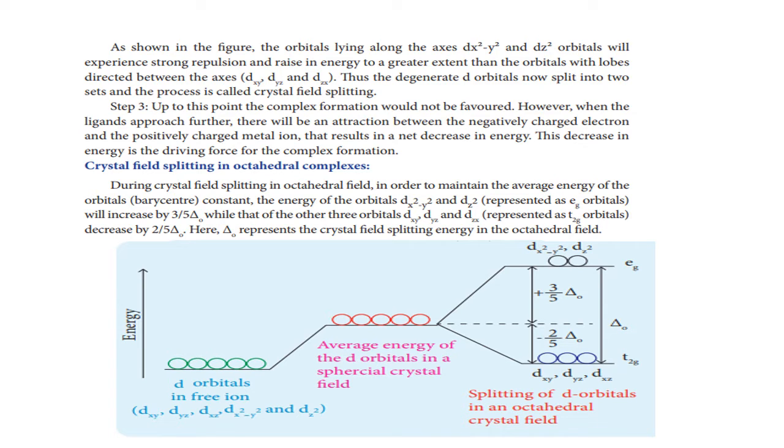See, the orbitals lying along the axis will have greater repulsion than the orbitals lying in between the axis. That is, dx²−y² and dz² orbitals lie along the axis, and dxy, dyz and dzx orbitals lie in between the axis. This is in the case of octahedral complexes that we can see from the diagram. Thus, the degenerate d orbitals split into two sets, and the process is called crystal field splitting. That is, in crystal field splitting, the degenerate d orbitals will split into t2g and eg orbitals. See, the d orbitals split into t2g and eg.